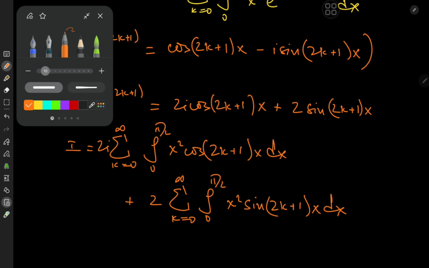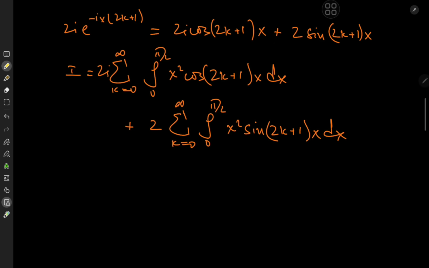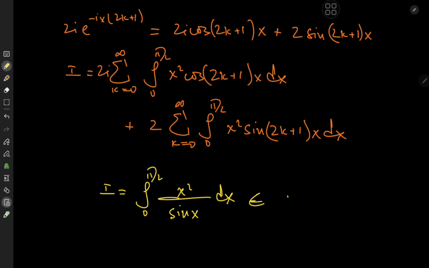And as a bit of a side quest and some homework, first consider what the integral I was defined as. This thing equals the integral from 0 to pi over 2, x squared over sine x dx, which is obviously a real number. The same goes for this thing, the integral of x squared times the cosine function. This thing is a real number. And outside of the sum of integrals, we have a factor of 2 times i, which means this thing belongs to the set i times R. So this thing is purely imaginary.